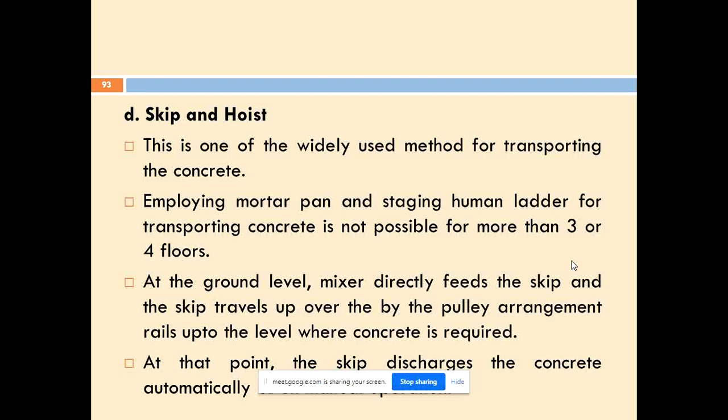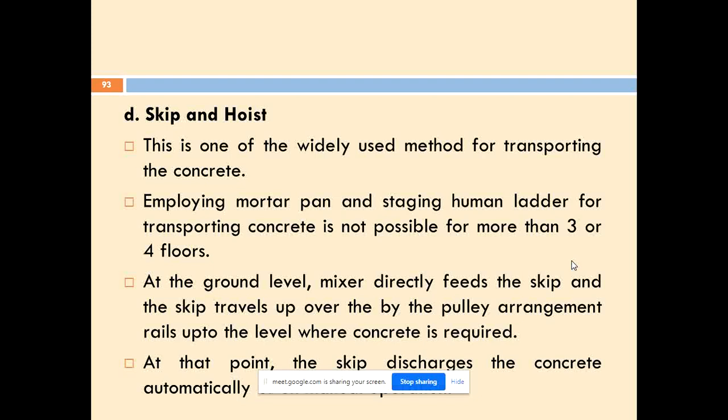Employing a mortar pan and human ladder for transporting the concrete is not possible for more than 3 to 4 floors. So it is not a good method to transport the concrete by means of a mortar pan or human ladder for more than 4 floors. In that case, they will use the skip and hoist method, where the materials will be directly fed into the skip, and by means of a pulley arrangement, the skip will travel by means of a rail. It will travel to the place where it has to be transported, and then the concrete will be discharged over there automatically or manually.